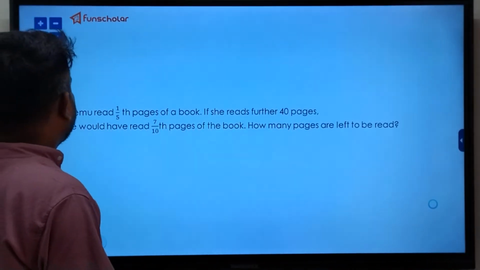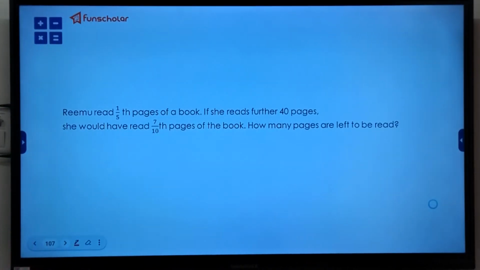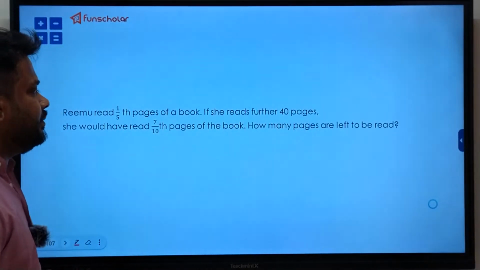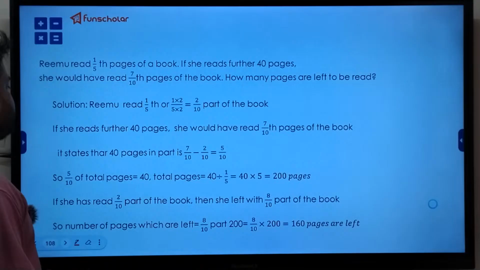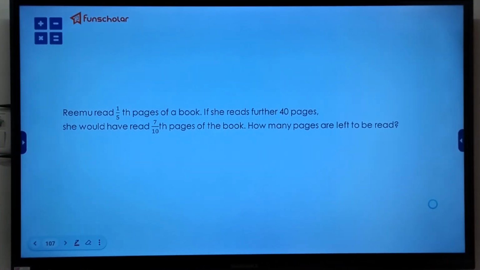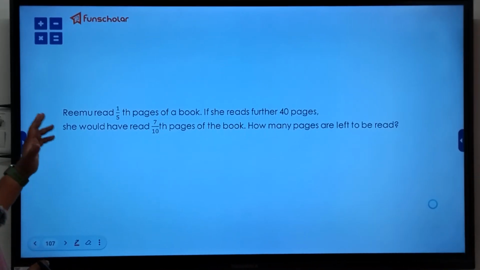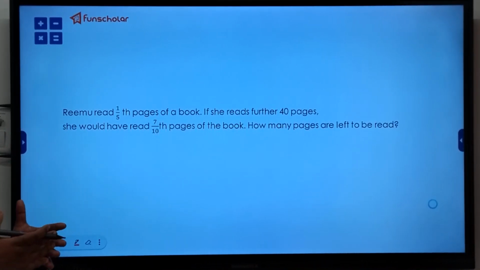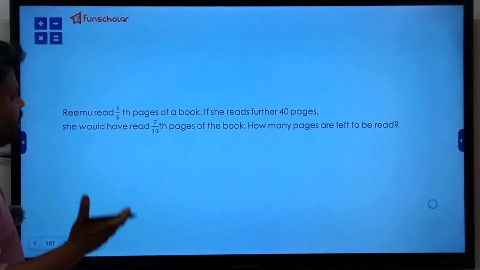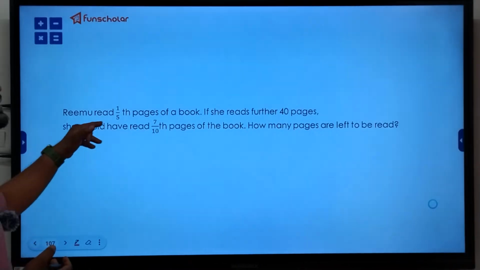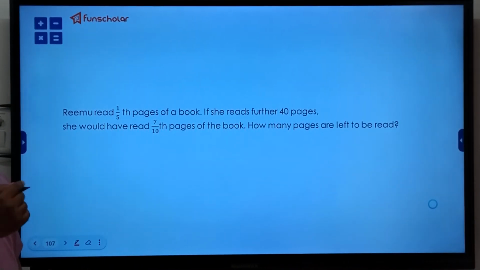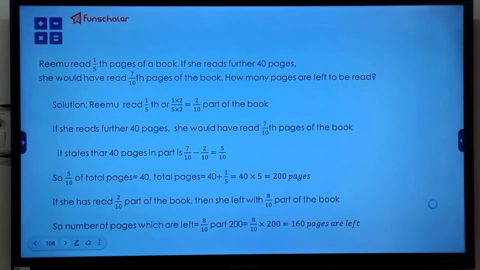Next, Rimu read 1/5 of the pages of a book. If she reads a further 40 pages, she would have read 7/10 of the book. How many pages are left to be read? Okay, so what they are doing: she read 40 pages of that book. Similar to the previous one, 1/5 represents 40, so 1 will represent 40 into 5. So it will be 200.